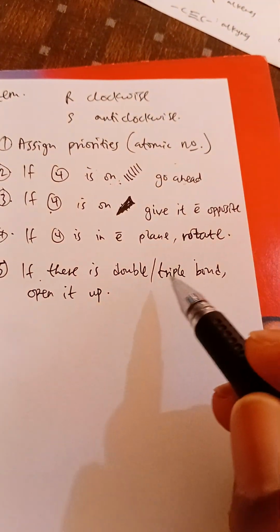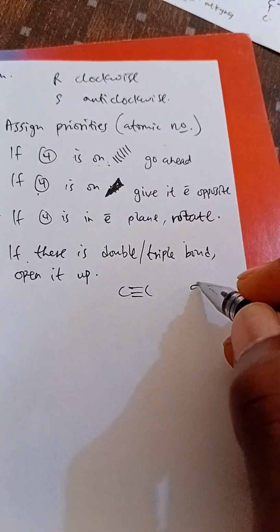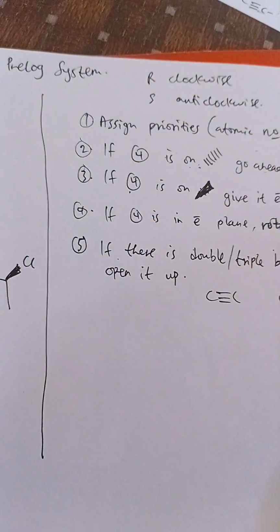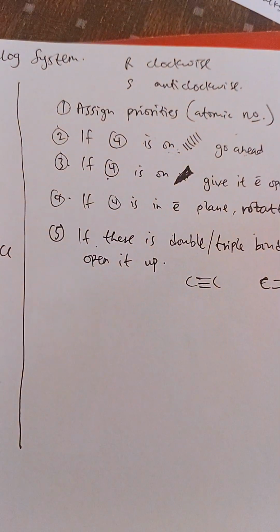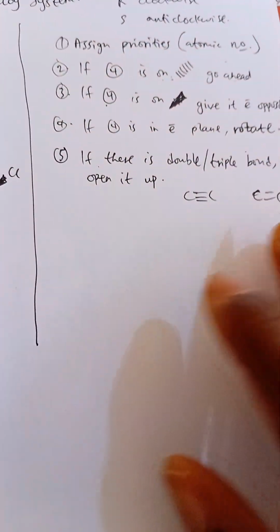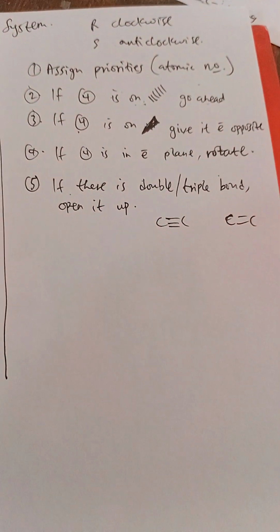Now, if you come across double or triple bonds, you have to what? Open it up before you go ahead to assign priorities. So let's take examples. But before we go, we should know some common things, because some things are there you may end up forgetting, like which one has the highest atomic number.